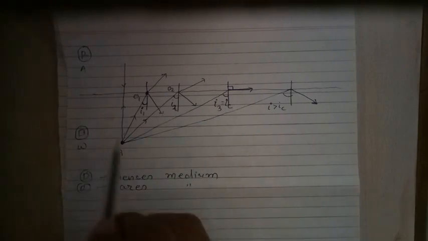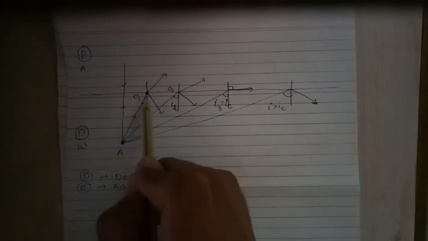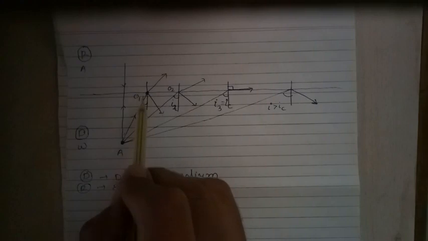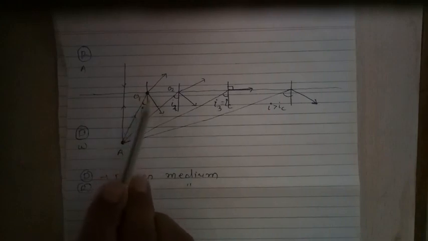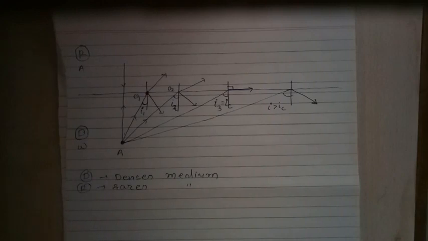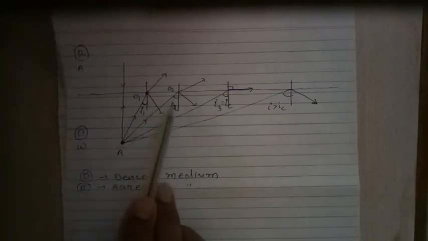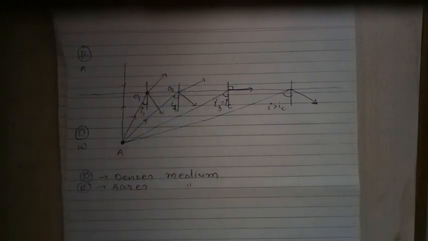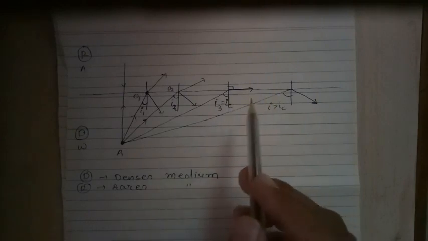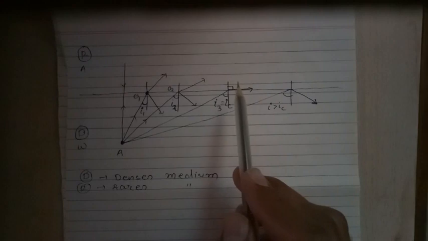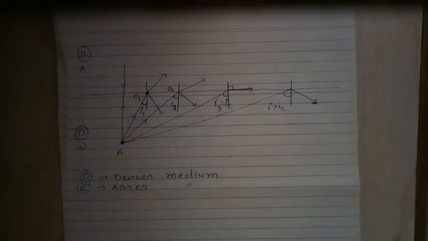Now suppose this is the source, AO1 is the incident ray, right? So here I1 is the angle of incidence. Some part of the ray is reflected and some part is refracted. As we increase the angle of incidence, the angle of refraction also increases. As we increase the angle of incidence, at some value the angle of refraction becomes 90 degrees. This angle of incidence is known as the critical angle.